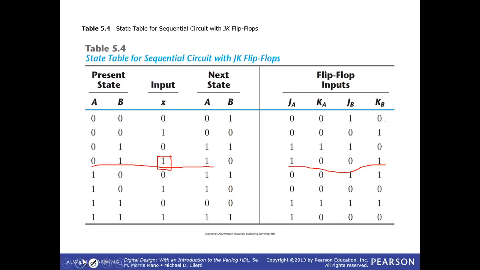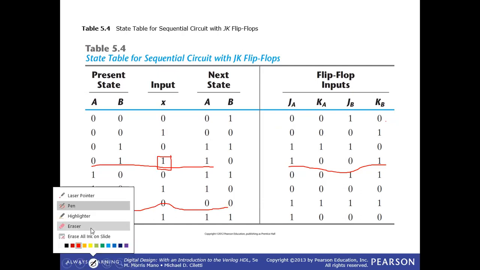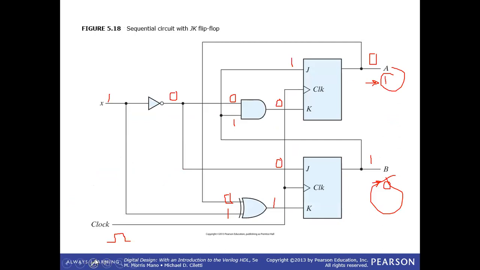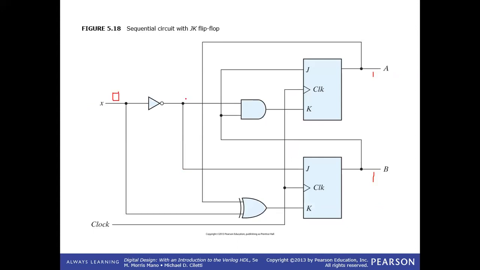Let's go with this 1-1 case if anybody's still confused. This one. So we are having a 1-1 state and a 0 input to the system. I'm talking about this one. And we will remember the JA, KA and JB and KB states as well now. So I'll just erase all the ink on the slide. We had A is equal to 1 and B is equal to 1. Am I right? Yes, sir. And we are going to apply X equal to 0. Okay, so now tell me what are going to be the outputs.